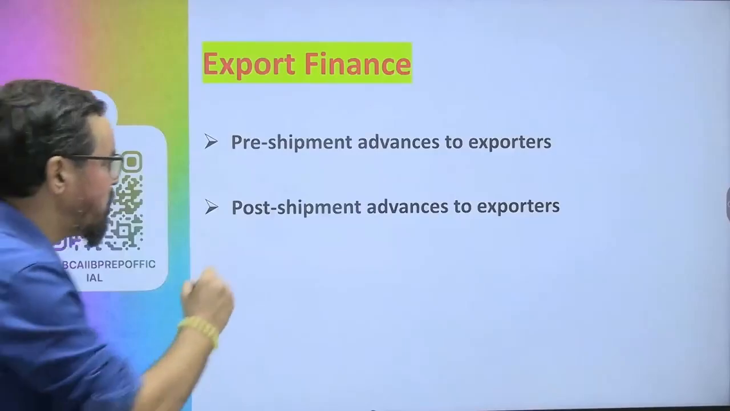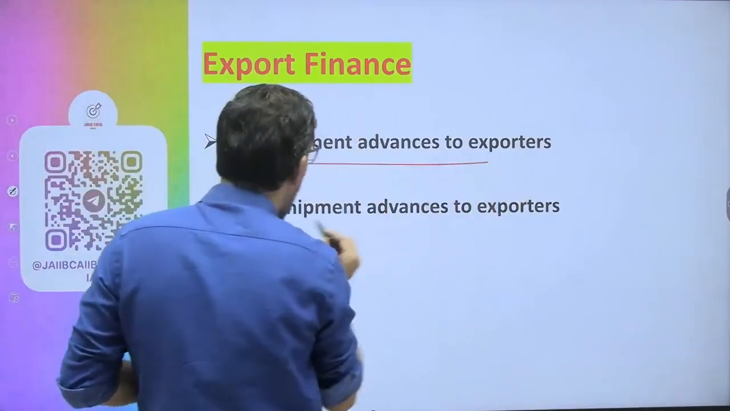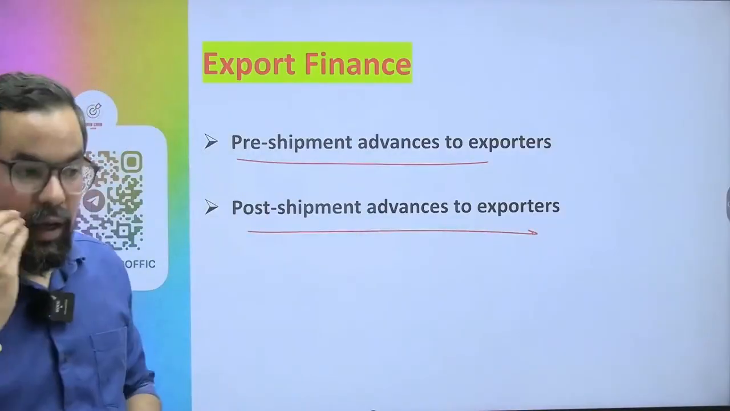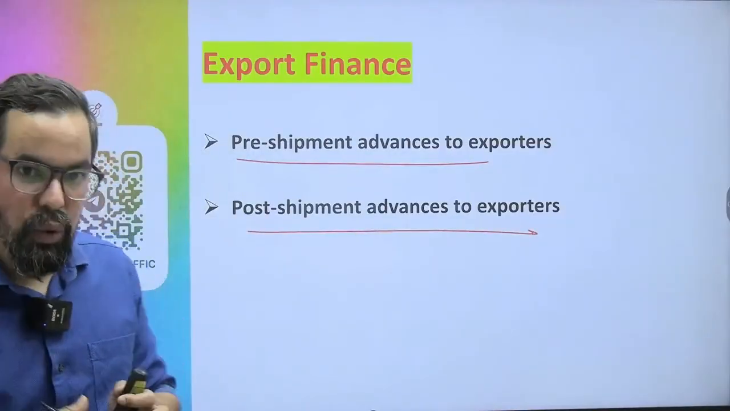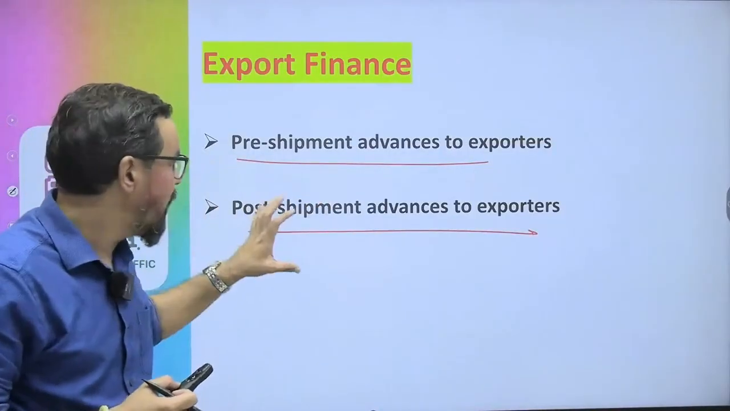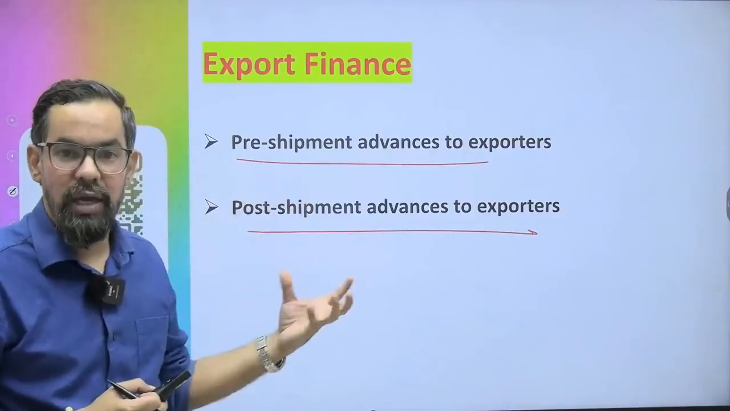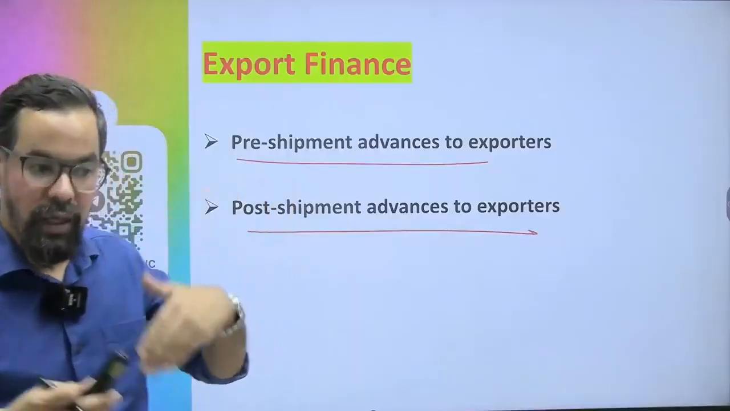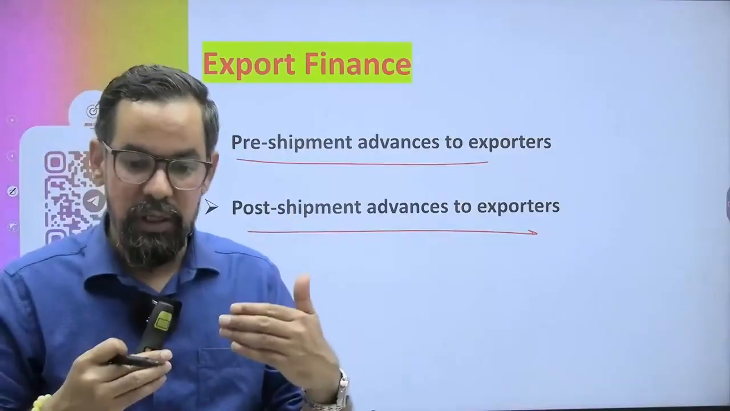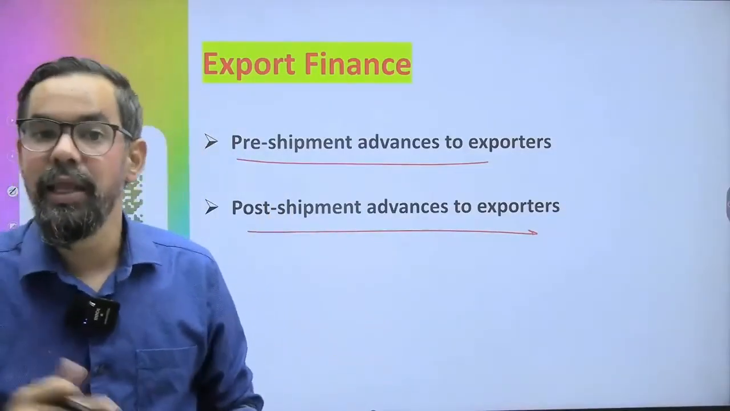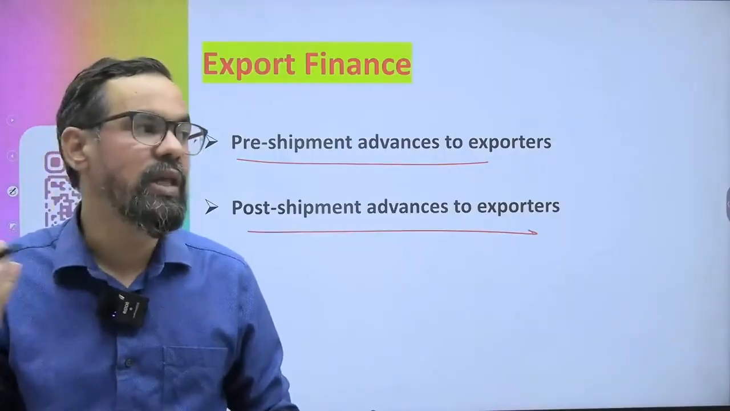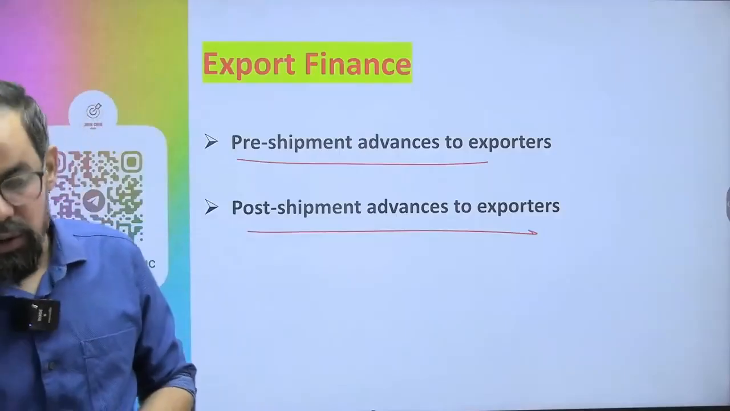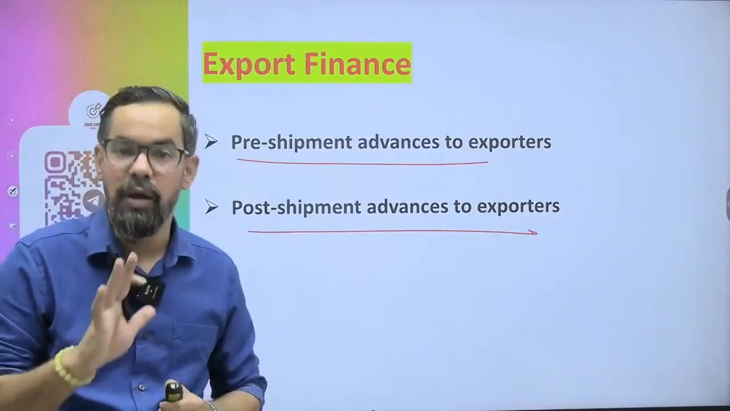So we have pre-shipment advances to exporters and we have post-shipments. As a bank, we can offer, or these exporters can avail, two types of facilities from the bank. One is pre-shipment, which is known as packing credit. Another one is post-shipment. After shipment, when they have receivables, on the basis of those receivables they can take money. And apart from this, they also have factoring and forfaiting services to deal with their working capital requirements.